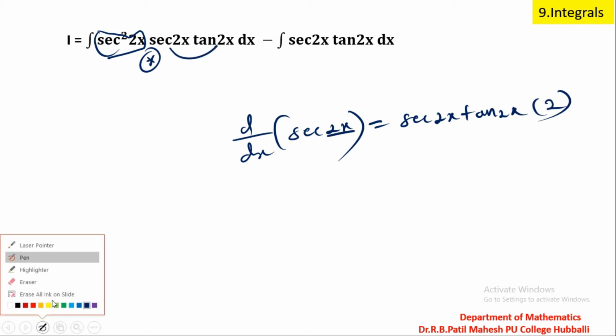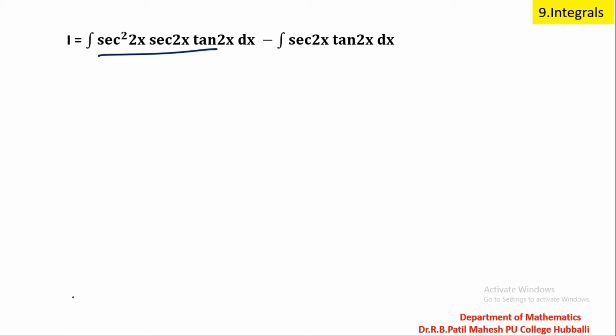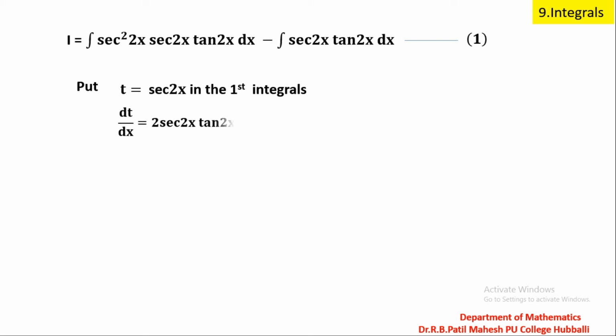So to evaluate the first integral, I am taking the help of substitution, taking this as equation number 1. Put t equal to sec 2x, only in the first integral. Differentiate with respect to x: dt by dx, the differentiation of sec 2x as shown just now, is 2 sec 2x into tan 2x. You want only sec 2x tan 2x dx.